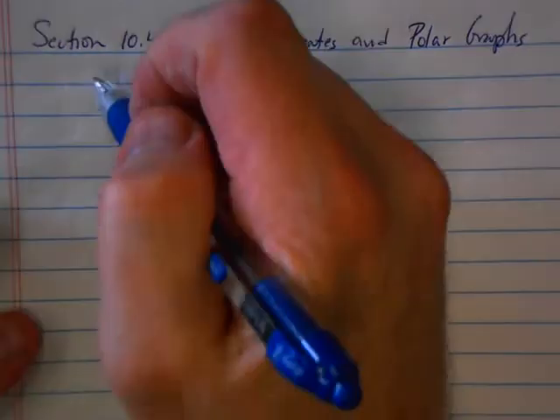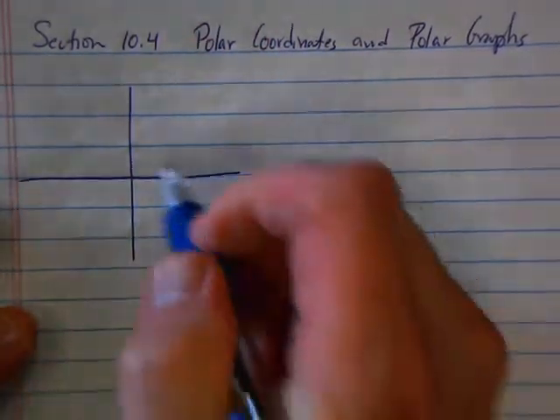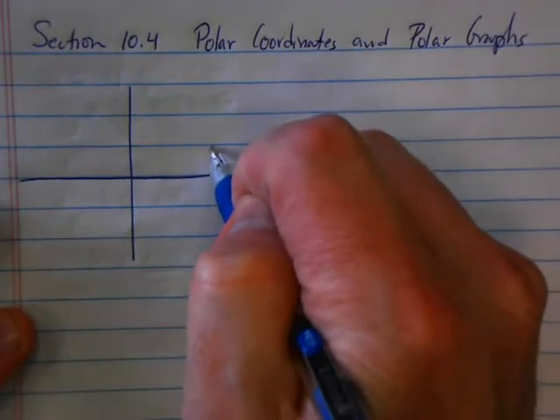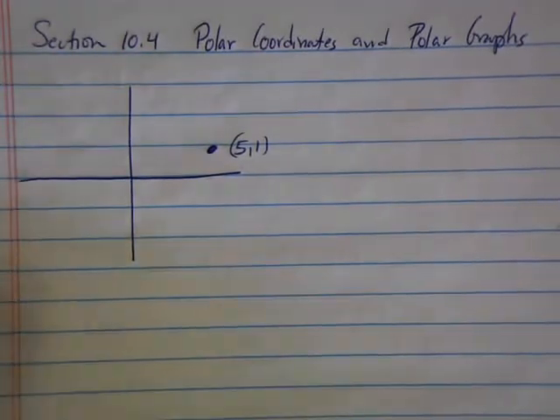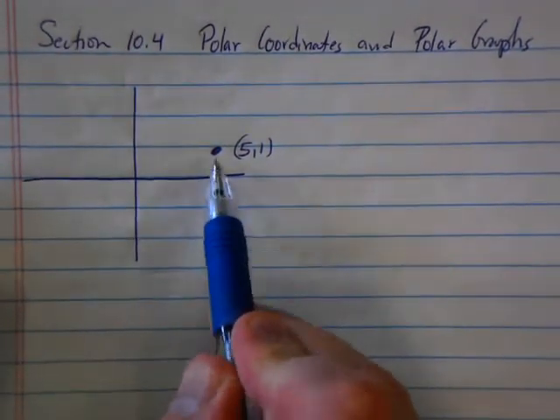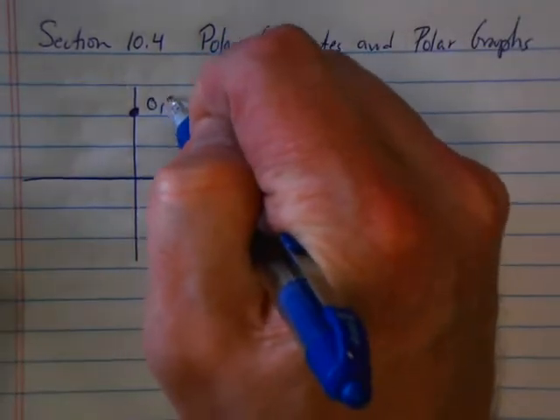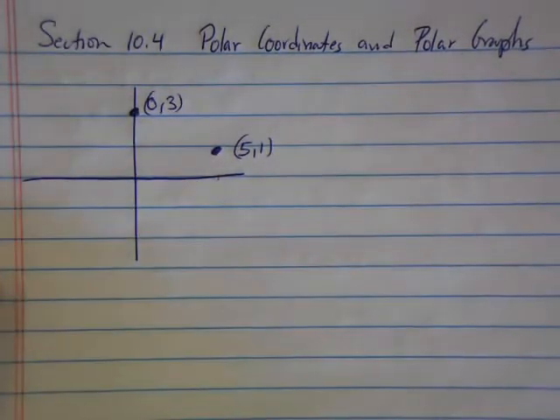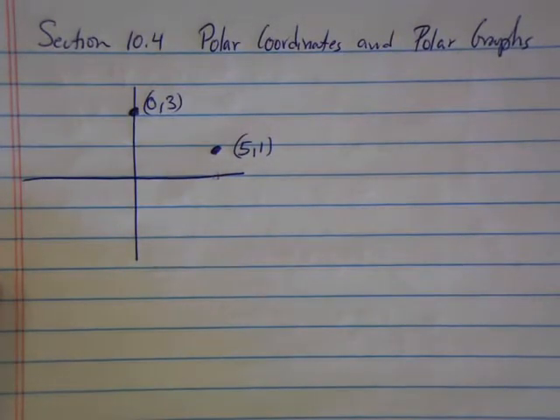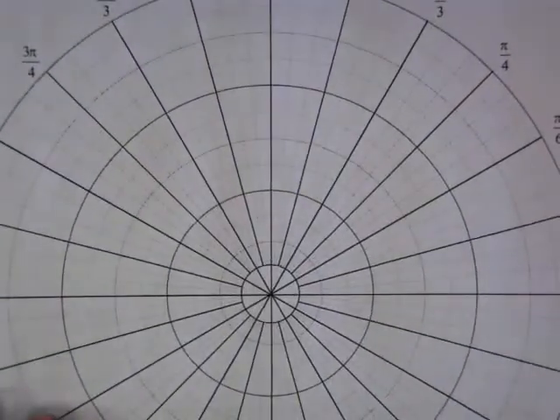We're used to dealing in rectangular coordinates. In rectangular coordinates, that might be the point 5, 1. We go over 5 and up 1. Or we might call this point right here 0, 3. We go left and right 0, straight up 3. Those are called rectangular coordinates. Today, we're going to talk about a different graphing system, called polar coordinates.